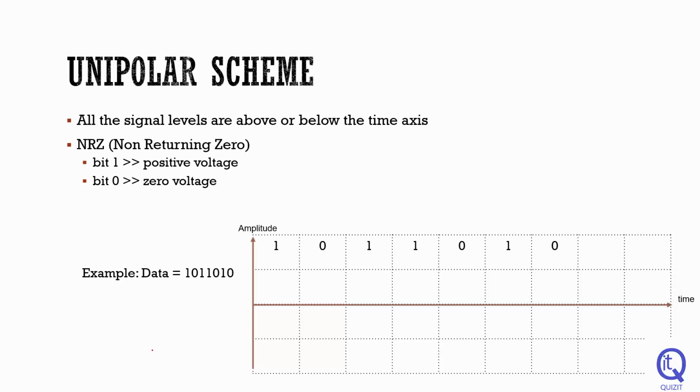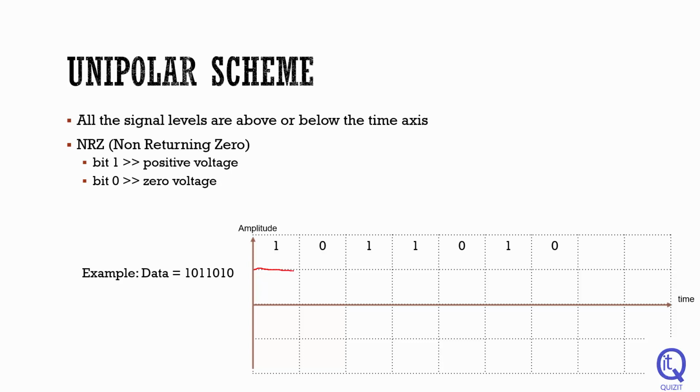Unipolar scheme. In this scheme, all the signal levels should be above or below the time axis. And you have to remember two things. When you have bit 1, you have to mark a positive voltage, and when you have bit 0, you have to mark a 0 voltage. The data you have here is 1011010. So my first bit is 1, therefore I have to mark a positive voltage.